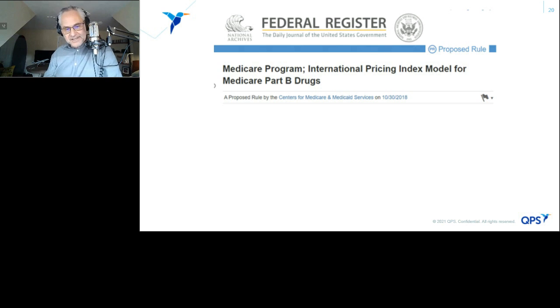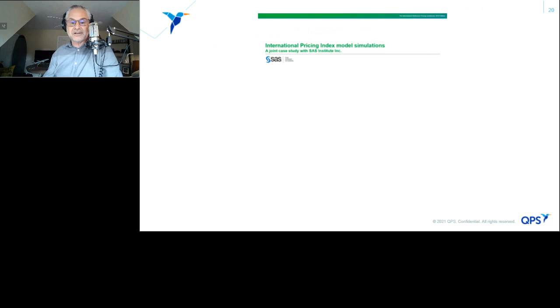Now, within this policy, they were going to consult and take an average of a basket of similar economies to the US and apply those prices for Medicare Part B drugs. Naturally, this took our attention, and so working with IHS Markit, we modeled this out to see what the implications would be on some products, and published this report, the International Pricing Index Model Simulations.